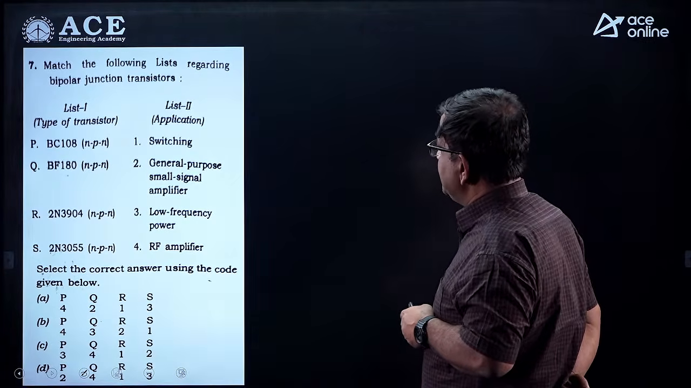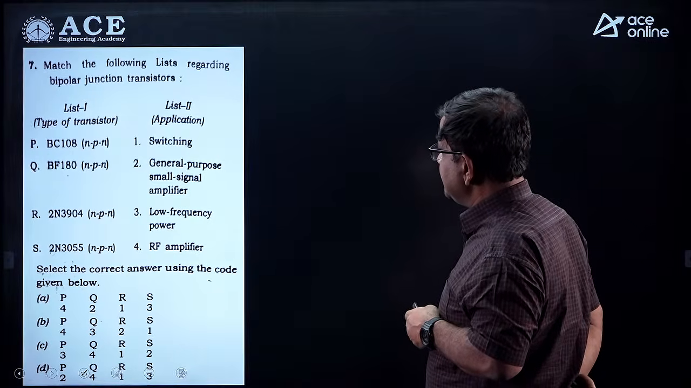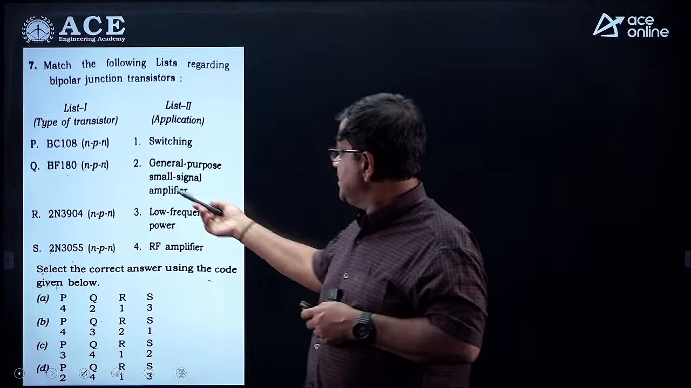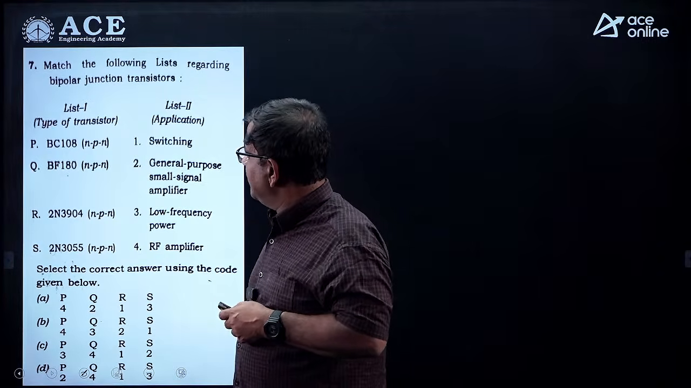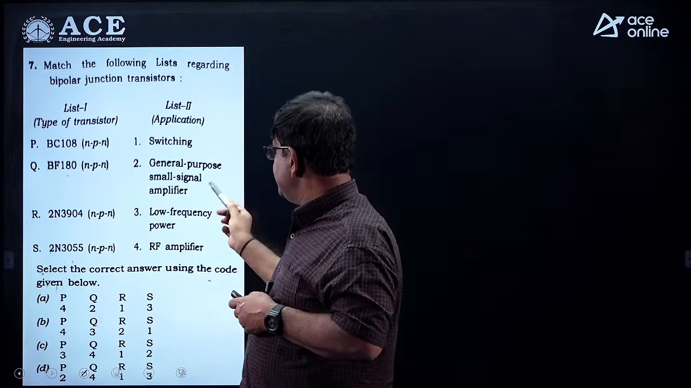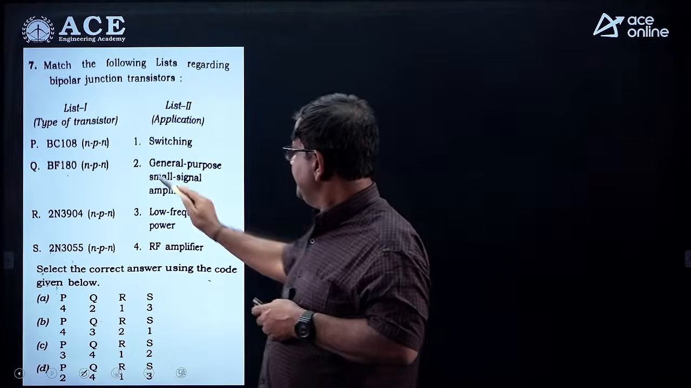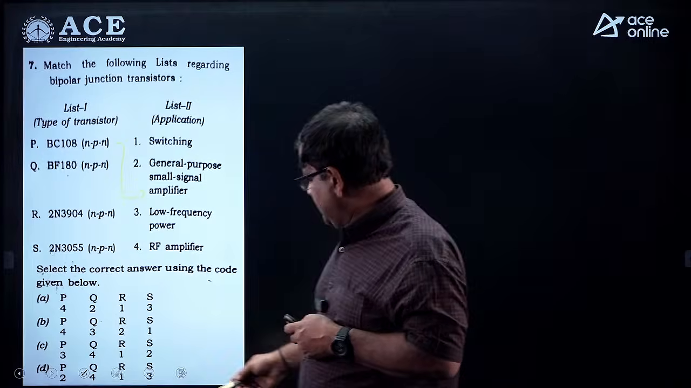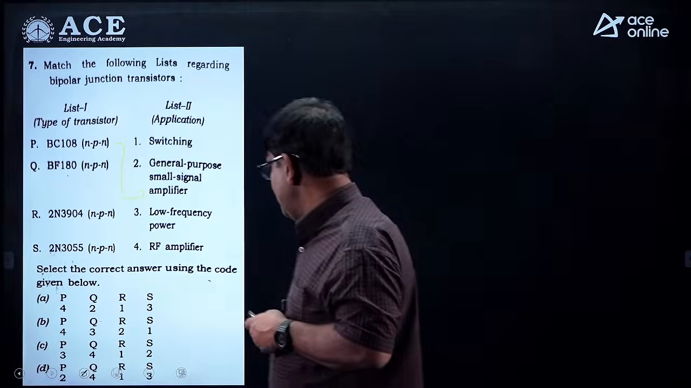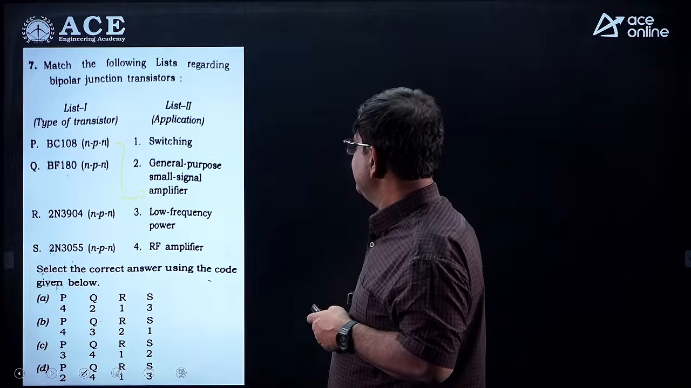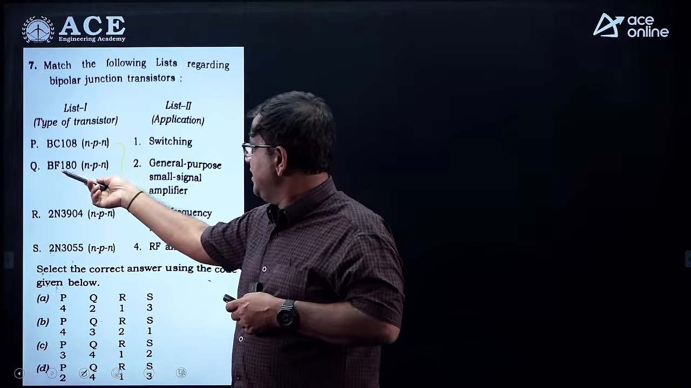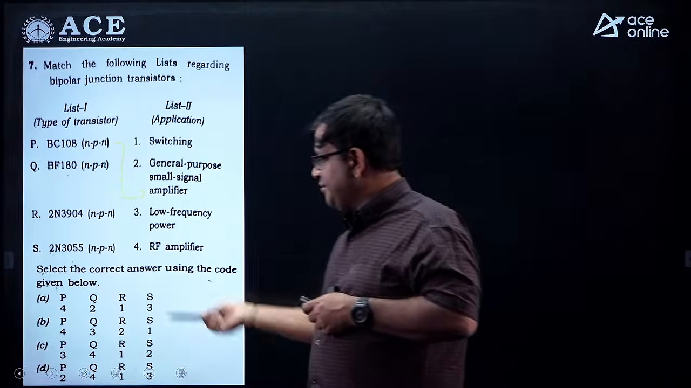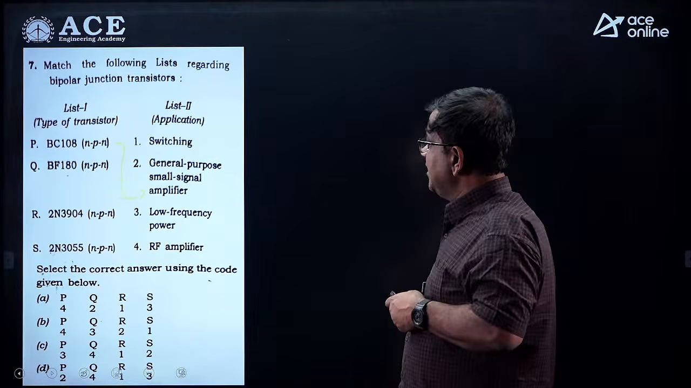Match the following lists regarding bipolar junction transistor. Here BC147, BC547, these are general purpose devices. BC108 is a general purpose small signal amplifier. So, P is 2. Let us see, for P2 only option D is there. We can check the other options also. BF means RF power amplifier, Q4. So, there is no need to check the other two. Option D is the right answer.